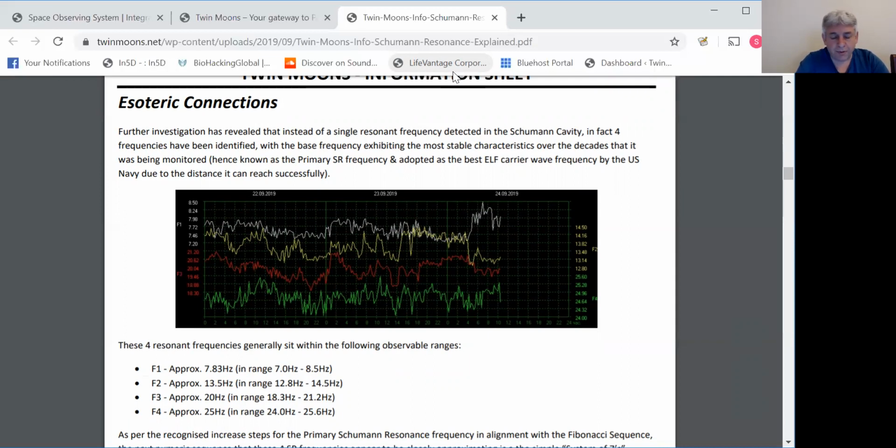7.83 is the nominal range for the primary frequency of Schumann resonance. 13.5 hertz appears to be the frequency norm of the second resonant frequency. The third resonant frequency appears to be around 20 hertz, and the fourth resonant frequency appears at the moment to be around 25 hertz. However, each of those has a notional range. You'll note that when looking at the chart, each of those is given an upper and lower limit, and certainly there have been periods of elevation far in excess of those limits.